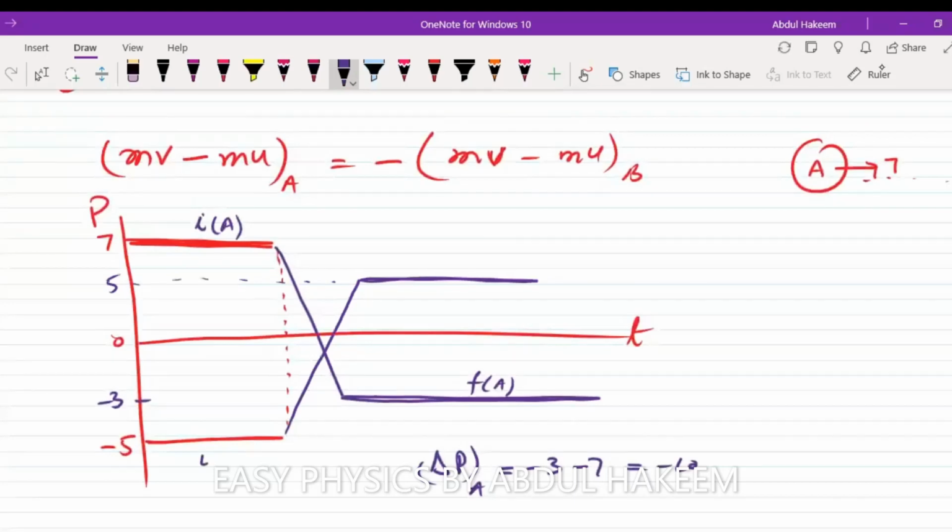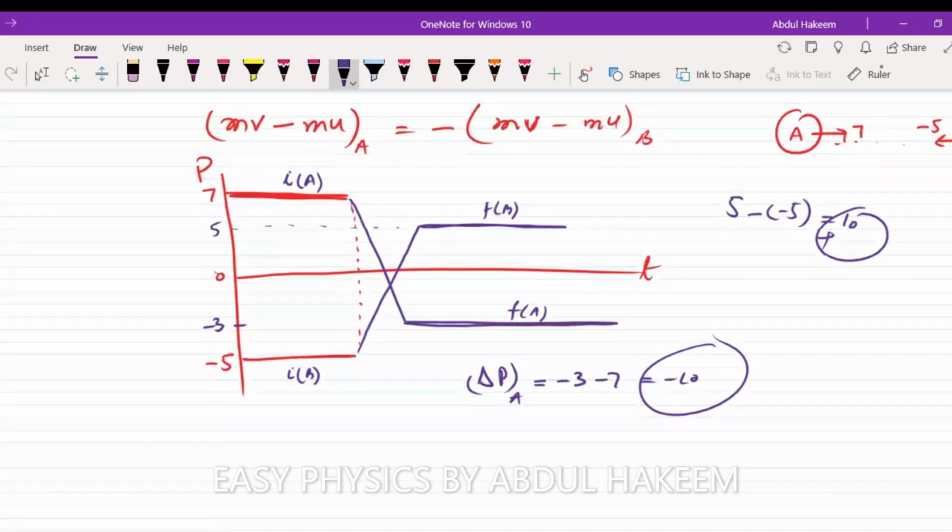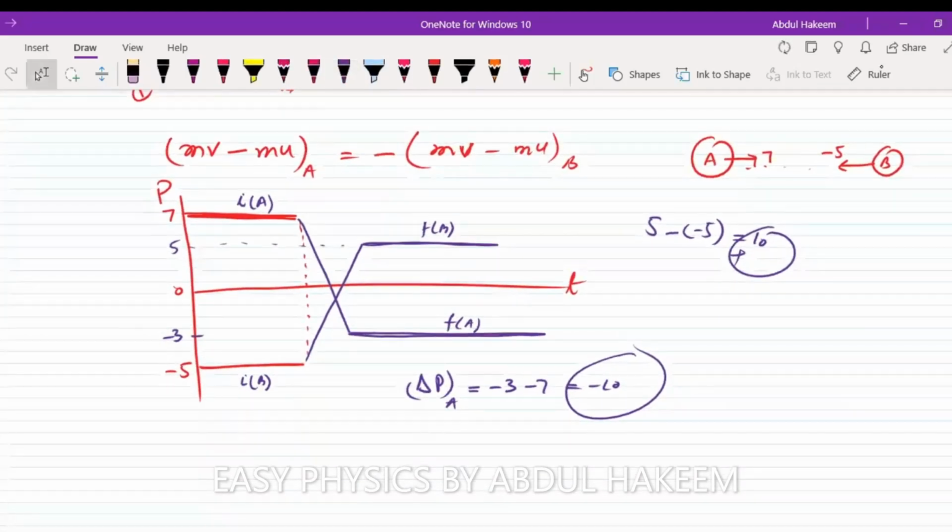So this is the initial of B. This is the final of B. What's the change? 5 minus -5, it's 10 plus. Look, both are equal in magnitude, one positive, other negative. So this is the graph for the Newton's third law.